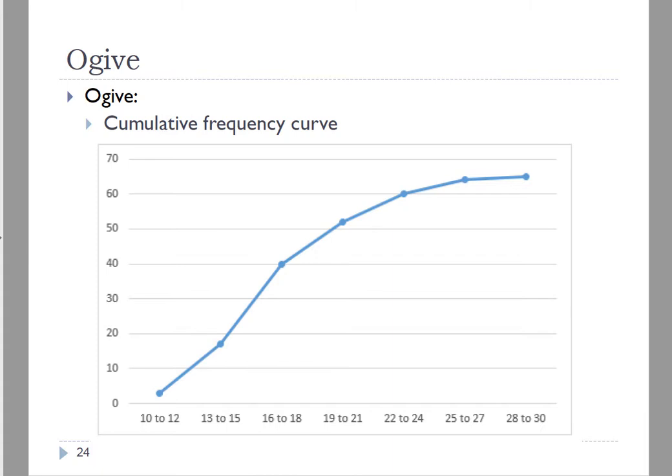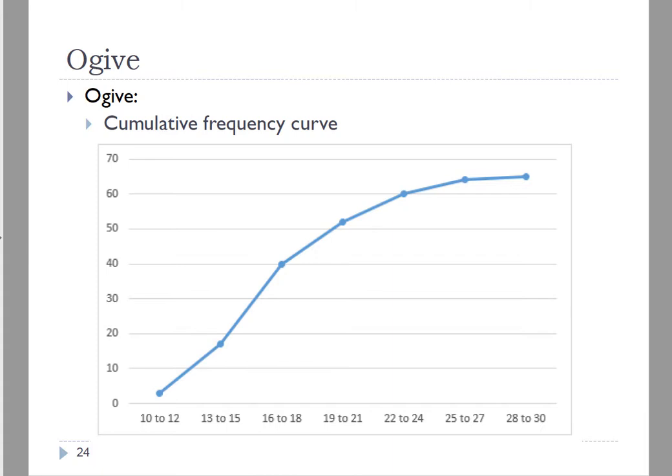So this is called an ogive, and sometimes it's called a cumulative frequency polygon. It's a type of frequency polygon that shows the cumulative frequencies. In other words, the cumulative percents that are added up on the graph from left to right. An ogive graph plots cumulative frequency on the y-axis and class boundaries along the x-axis.